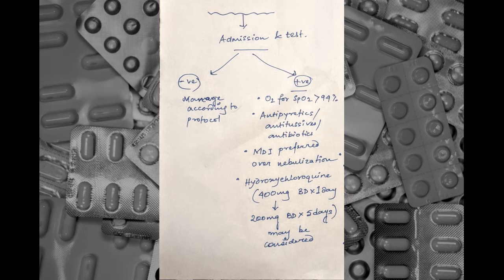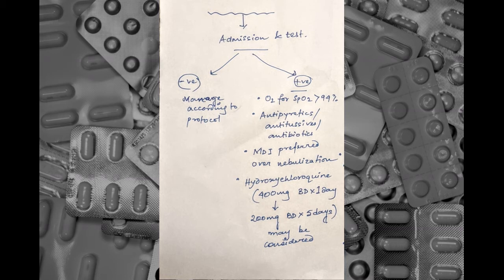So for negative results, you have to manage according to the protocol. We have already covered that symptomatic treatment of upper respiratory tract infection and for mild cases. So depending upon that, you have to treat. What about the people who are positive and laboratory confirmed? And also, here metered dose inhaler are preferred over nebulization.